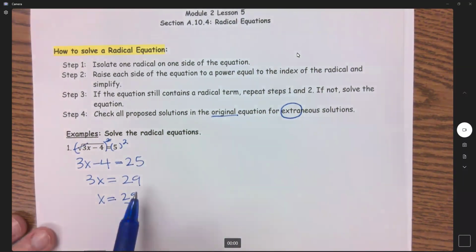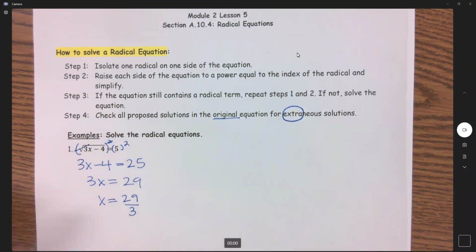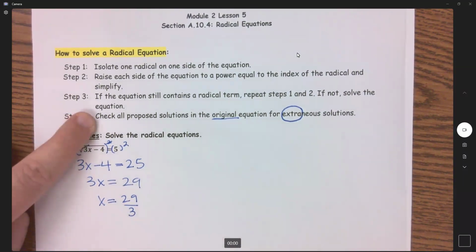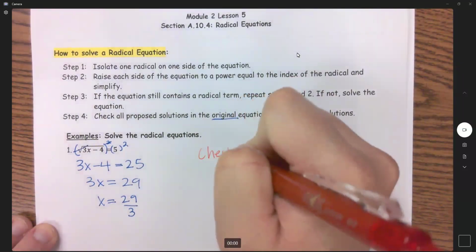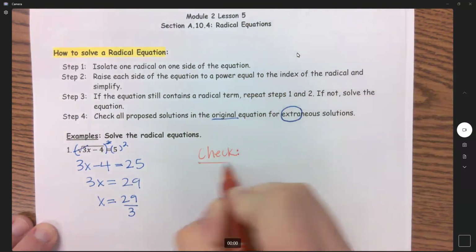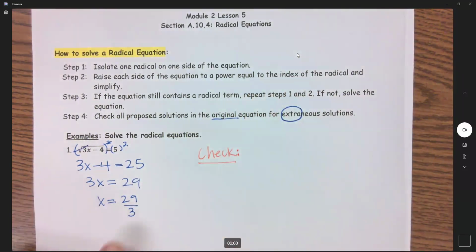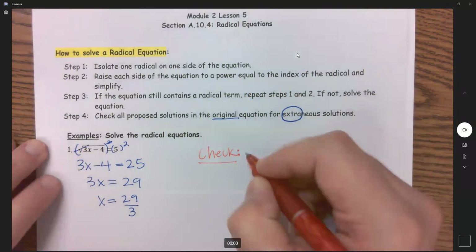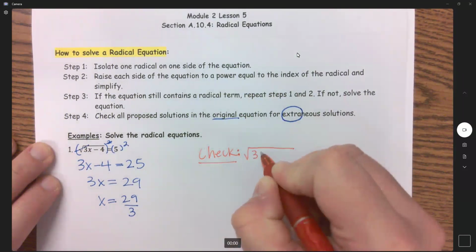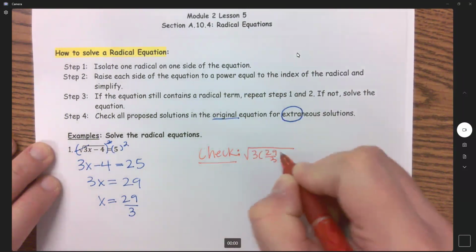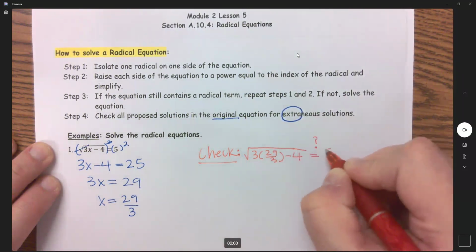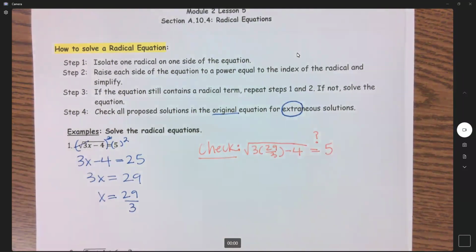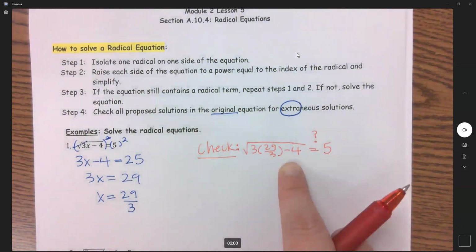Now typically this is the part where I circle or box my answer in some fashion. But step 4 says to check, and we must check every time. So I'm going to come over here and check my answer. I'm going to plug my x into my original equation. So we have the square root of 3 times 29 over 3 minus 4. And I'm wanting to know, does that equal the right side? In this case, does it equal 5? So work this out and simplify it.